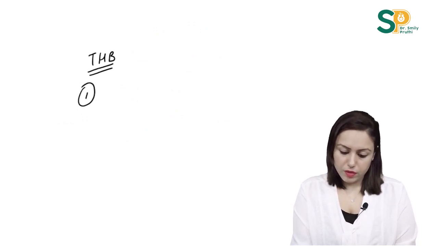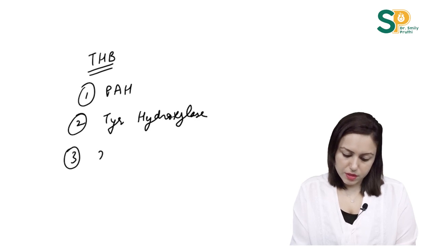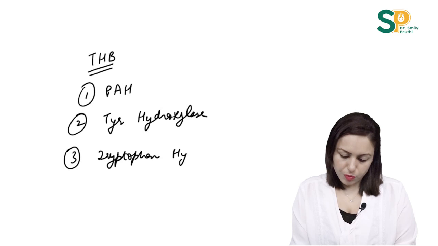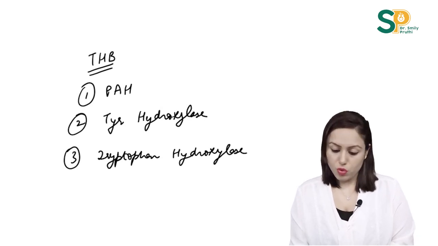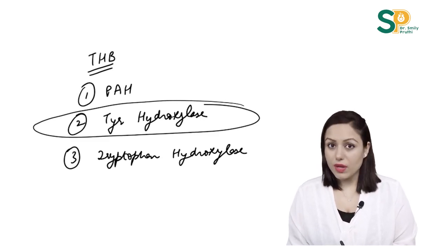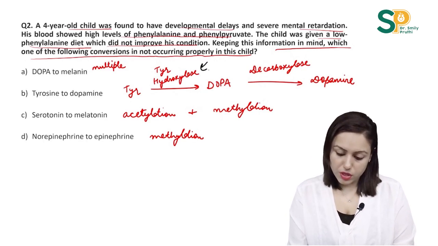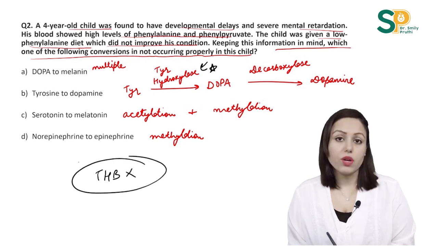Tetrahydrobiopterin is required for phenylalanine hydroxylase. It is required for tyrosine hydroxylase. It is required for tryptophan hydroxylase, right? So, tyrosine hydroxylase will also be affected. Now, let's see the options once again. So, tyrosine hydroxylase is also affected when tetrahydrobiopterin is not available.